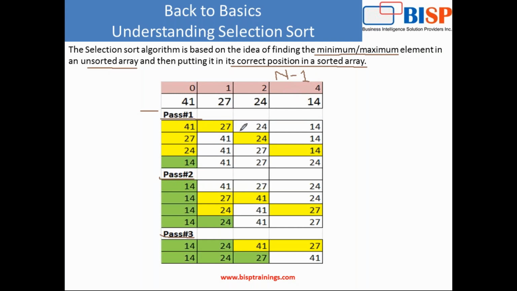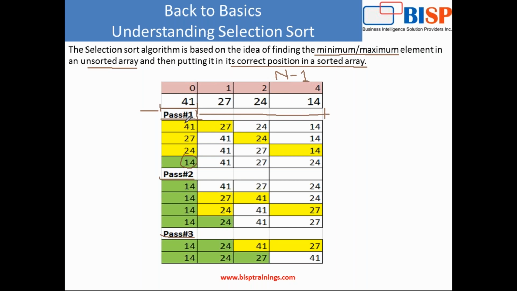In pass 1, as the outcome of each pass, we get one minimum number or one maximum number, and the array would split into two pieces, sorted and unsorted. In this example, the green color which I used over here represents the sorted array, and the yellow and the white ones are unsorted.